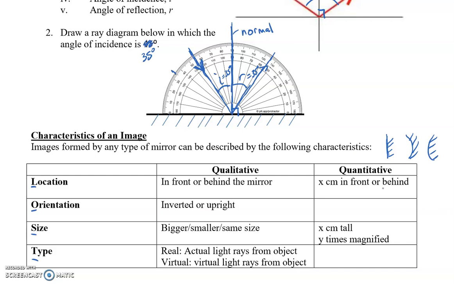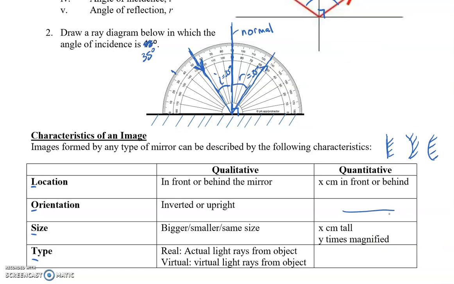In terms of the orientation, we would say it's inverted or upright. Inverted is upside down. The size could be bigger, smaller, or the same size. And then the quantity, we could say it's a certain number of centimeters tall, or it's a certain number of times magnification or magnified. Now you notice I didn't have any quantitative value for the orientation, because it's either upside down or right way up. There's no number to describe that.